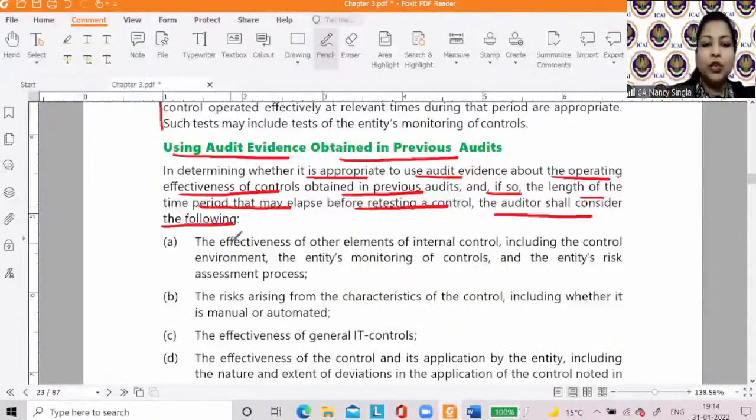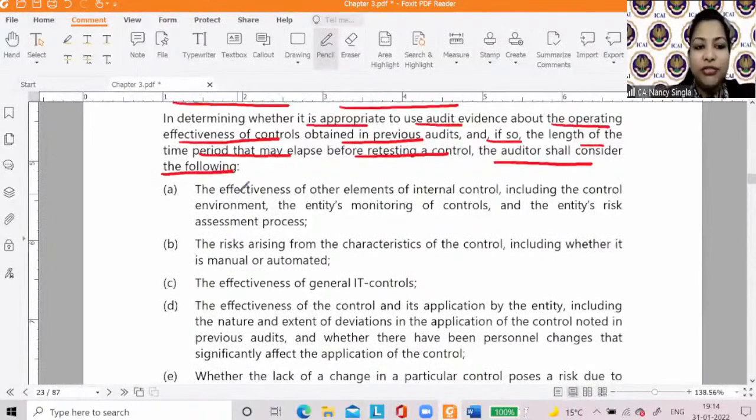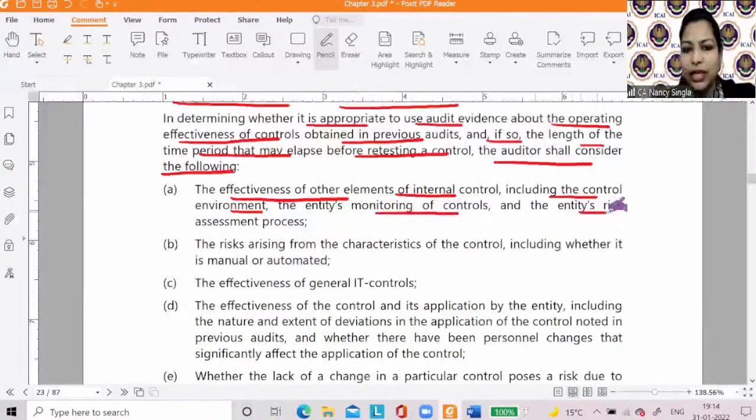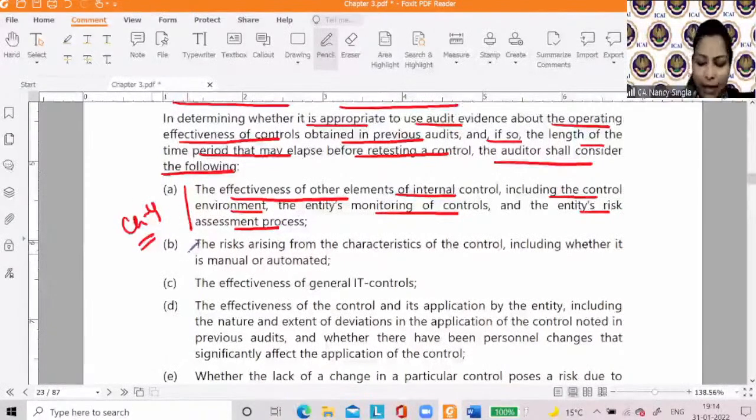Okay? So let us have a look at the module. So effectiveness of other elements of internal control, including control environment, entity's monitoring of controls and entity's risk assessment process. What is all this? We will do it in detail in Chapter number 4. For now, I have told you whether management has the attitude, or the culture of integrity and honesty is prevailing in the organization. Then C point is related to effectiveness of general IT controls.